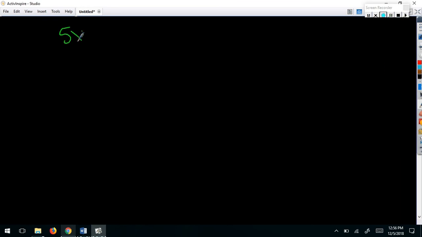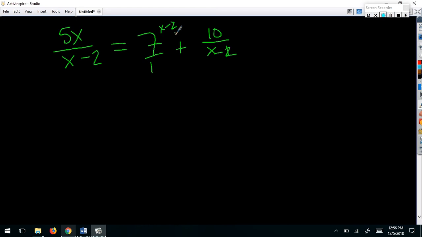Let's say I have something like this. Several of you see something like this and you go, but I don't know what to do because that 7 doesn't have a denominator. What's the LCD?